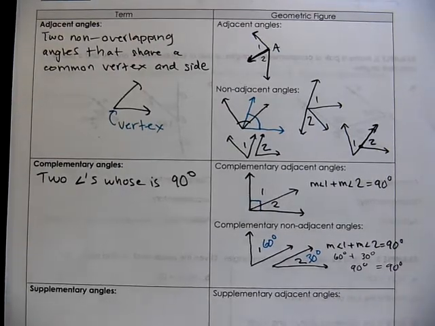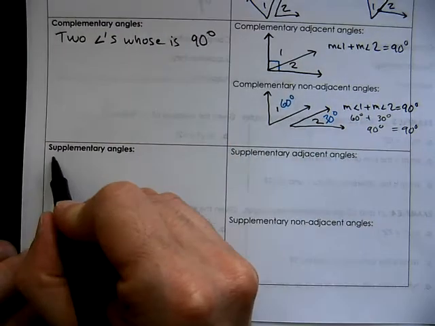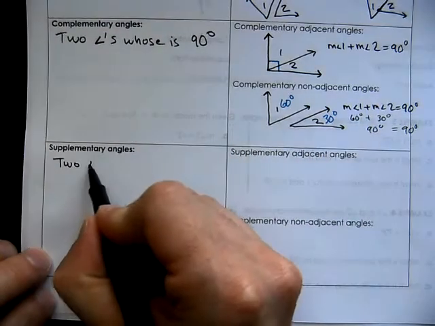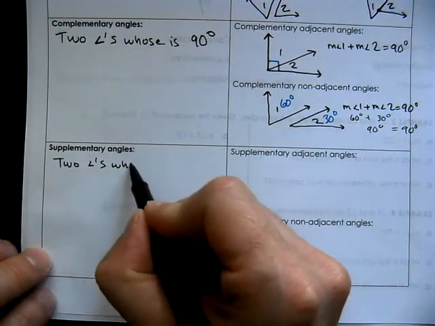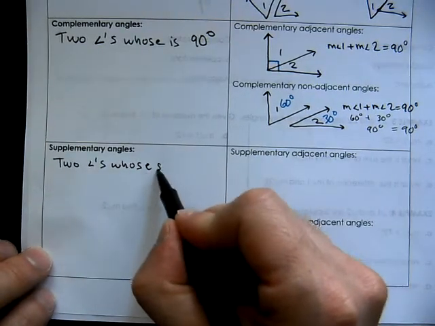That checks out. And lastly, we have supplementary angles. Supplementary angles are two angles whose sum is 180 degrees.